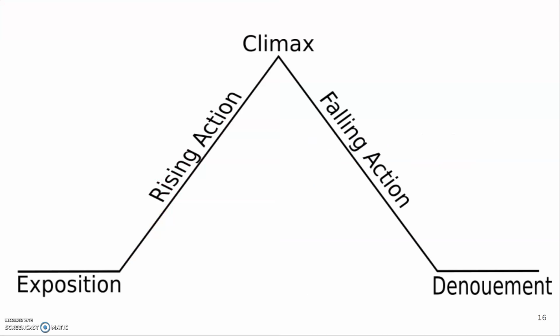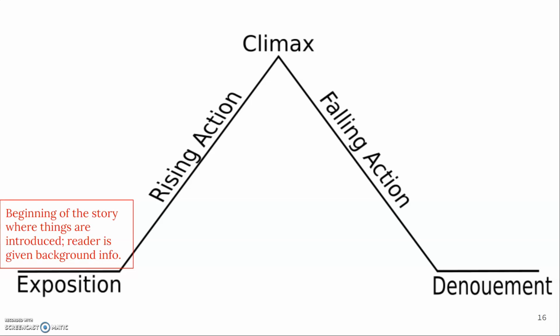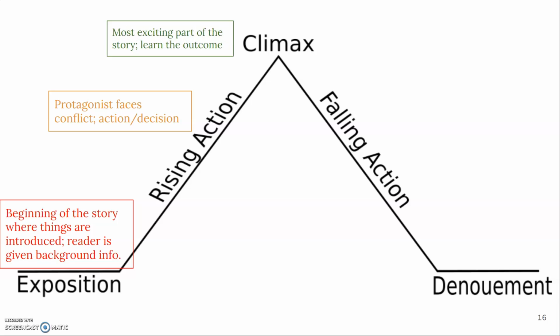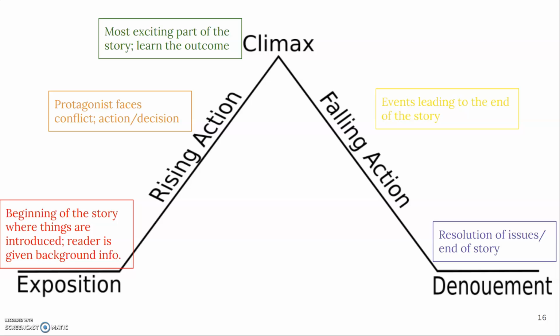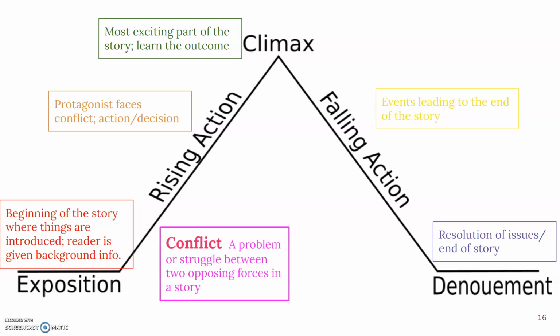All right, so just to recap everything, the exposition is the beginning of the story where things are introduced, the reader is given background information. The rising action is where the protagonist faces the conflict, there's action, there's decision, and it leads to the climax, the most exciting part of the story, the OMG moment, which then leads to the end of the story, like the events that lead to the conclusion, right? Resolution of issues, the end of the story, and then of course we have conflict, which is a problem or struggle between two opposing forces in a story.